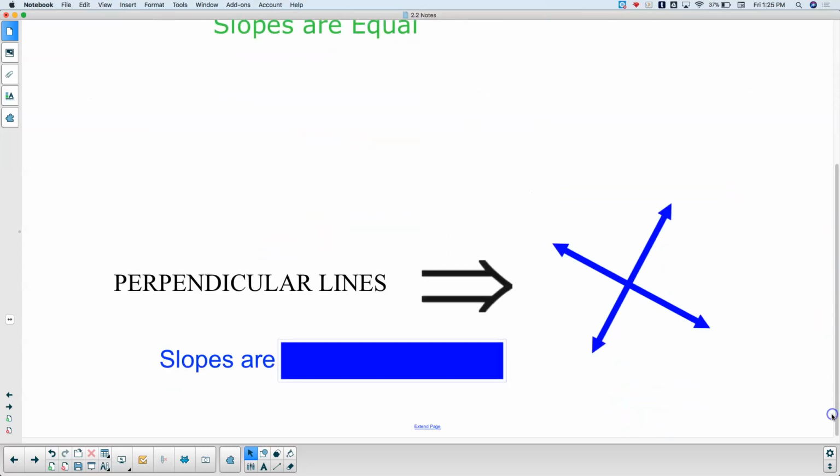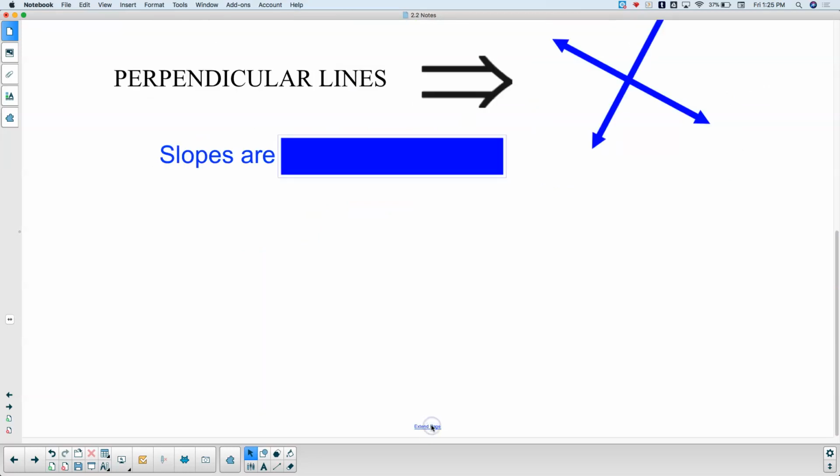What do we know about perpendicular lines? How do they intersect? At a 90-degree angle. That's the kicker. Perpendicular lines intersect at a 90-degree angle. They don't just intersect, because any two lines can just intersect. What do we know about the slopes of perpendicular lines?